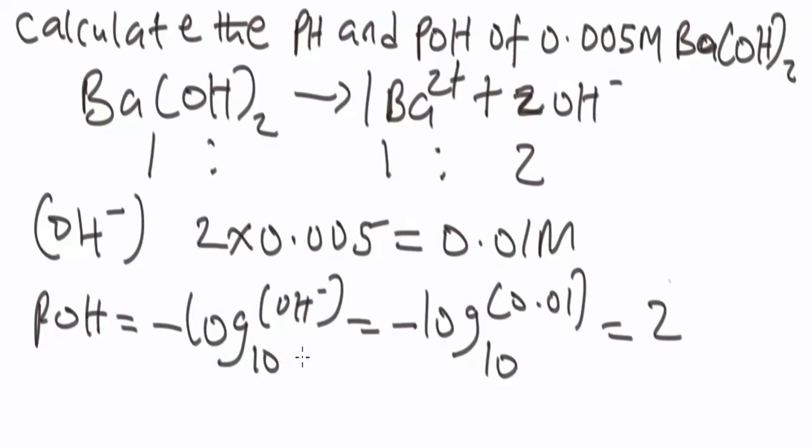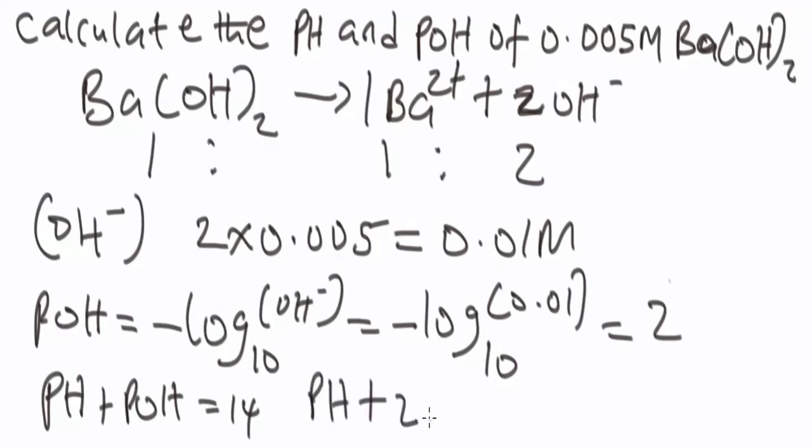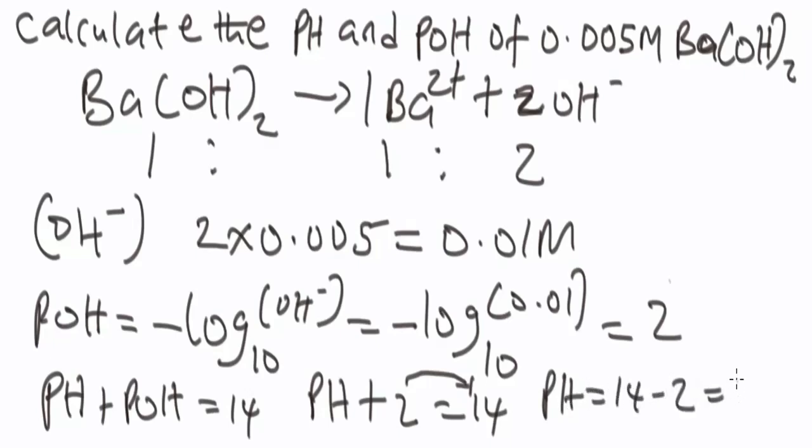Now that we have it to be 2, remember that pH plus pOH equals 14. So input the value of the pOH. It's going to be pH plus 2 equals 14. Make pH the subject of the formula. This 2 crosses the equality sign and it will change to negative. So pH now equals 14 minus 2, which will give us 12. Alright, so it's as simple as that. Let's wipe this now and solve another problem.